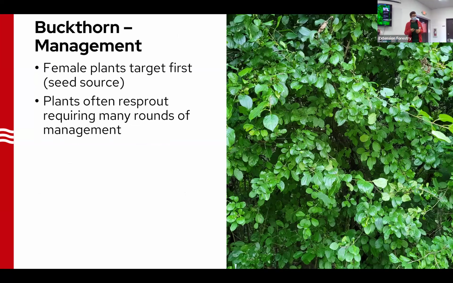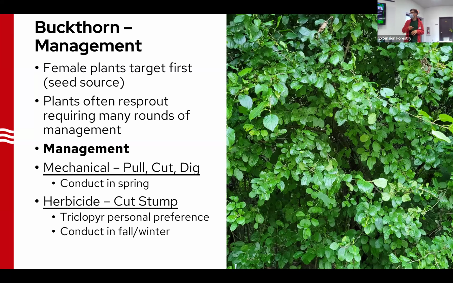For management, there are a few things we can consider. We're going to look at management in more detail further in the talk, but we want to target female plants first. Those are the ones that produce those black berries and spread the seed to other areas of the property, so managing those populations first is a really good idea. This plant is often going to resprout from the rootstock. There might also be a lot of seed in the soil bank already. So if we manage it once, it might come back, requiring multiple rounds of management.